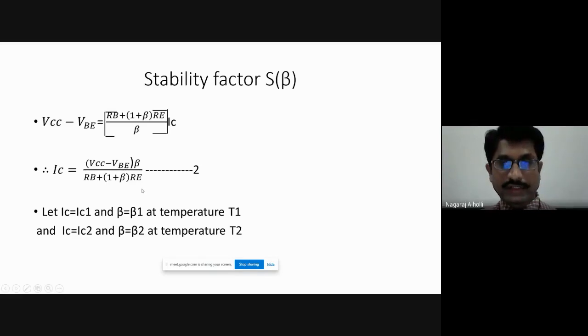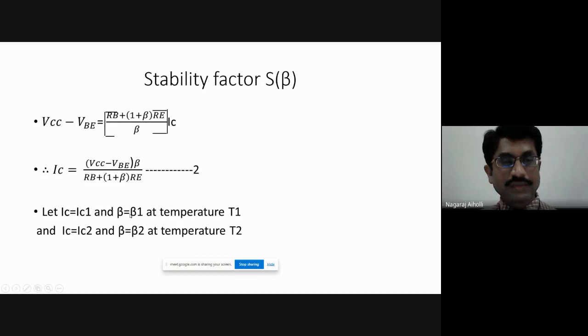Here we are taking two conditions, the same as we did for the fixed bias circuit also. When we were deriving the S of beta for the fixed bias circuit, we considered two conditions. First condition is when IC is equal to IC1 and beta equal to beta1 at temperature T1, and let IC be equal to IC2 and beta equal to beta2 at temperature T2. So we are considering two conditions, at temperature T1, IC is equal to IC1, beta equal to beta1, and at temperature T2, IC is equal to IC2 and beta equal to beta2.